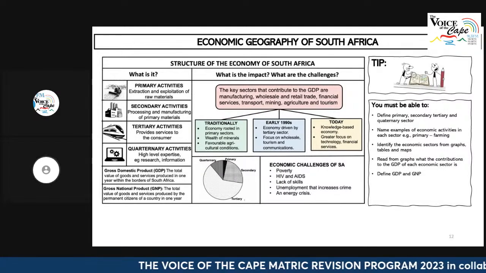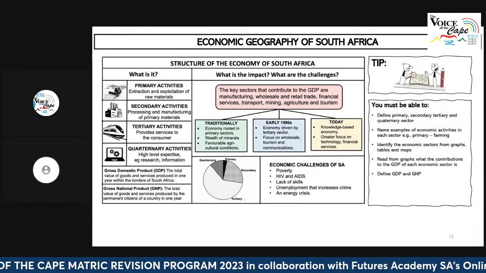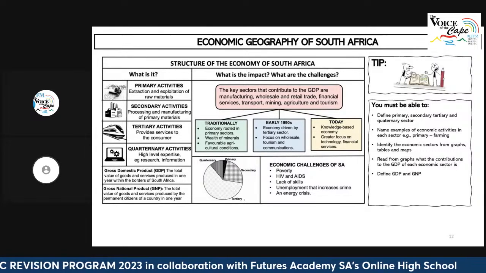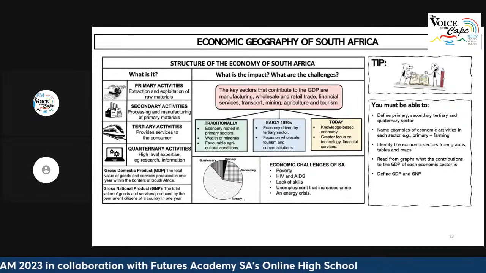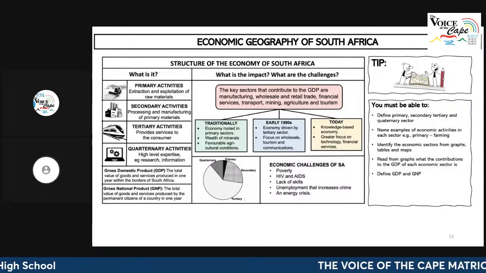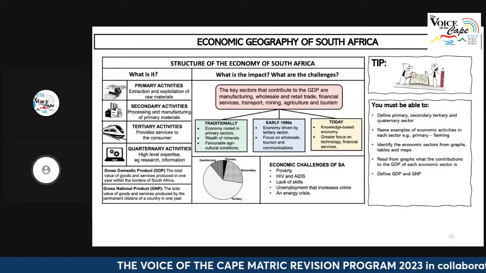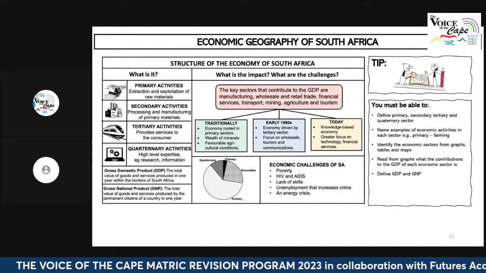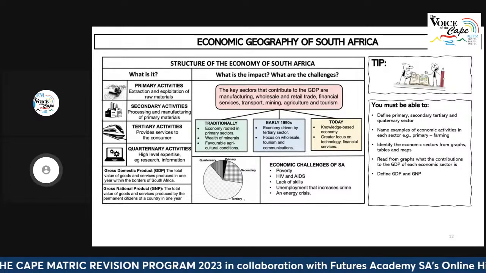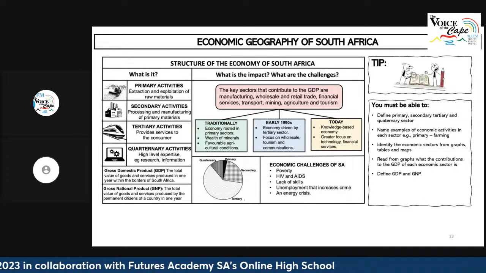When we say service, we're talking about lawyers, doctors, teachers, engineers, services offered by the government itself in terms of public health, or in terms of maybe electricity, garbage disposal. All of that is a service. So that falls under your tertiary activities. Then quaternary is anything to do with research and information building. So information technology, GIS, all fall part of the quaternary activities.